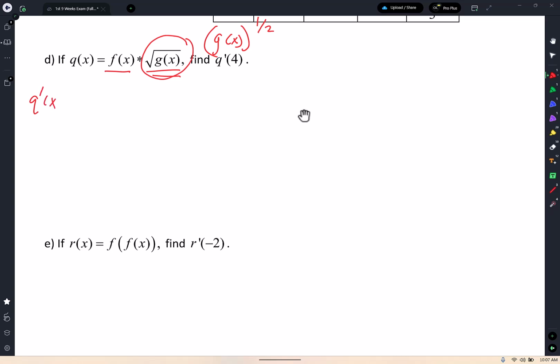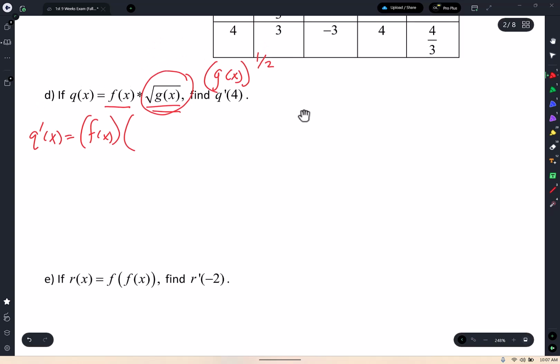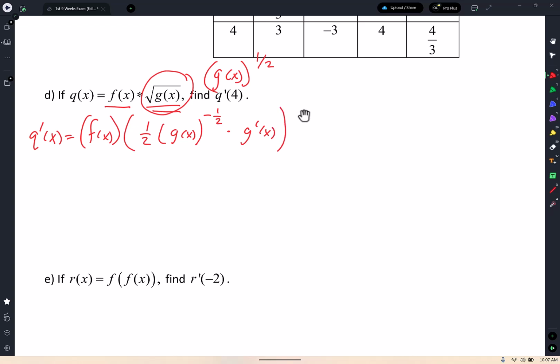Q prime of x equals, they want to know q prime of 4. First times derivative of the second. Giant parenthesis, here we go. I'm going to go slow. The derivative of the second is you bring the 1/2 to the front. Parenthesis, g of x, close, close, to what power? Negative 1/2, good job, times the derivative of the inside, which is g prime of x, close giant parenthesis. That is the derivative of the second, all that right there.